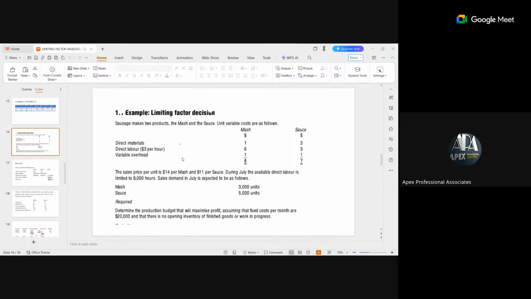What is the interpretation of this? It means that for me to get the rate per hour, or the number of hours I use to produce 1 unit of mesh, it is $6 divided by $3. It means to produce 1 unit of mesh, I'll use 2 hours. That is the interpretation. Now, to produce 1 unit of source, it is $3 divided by $3. I will use 1 hour to produce 1 unit of source.